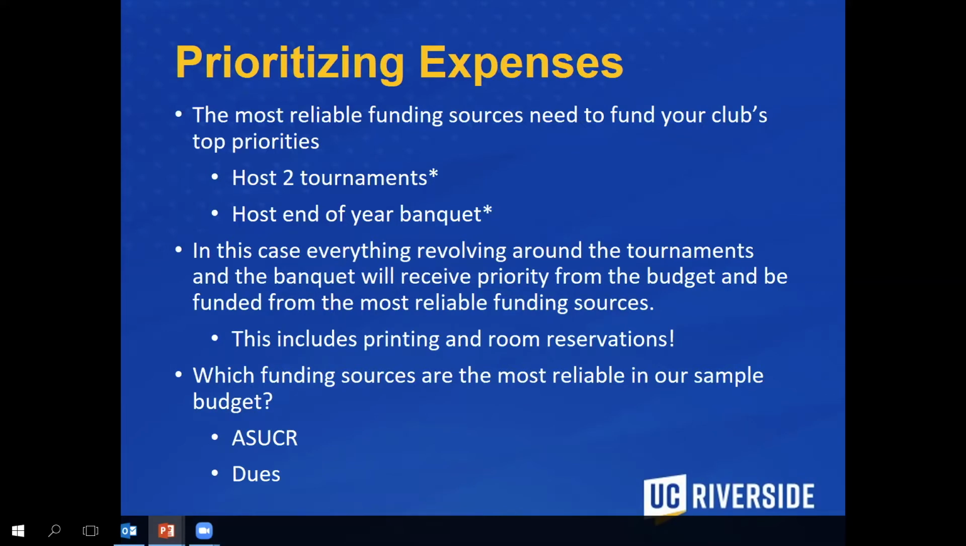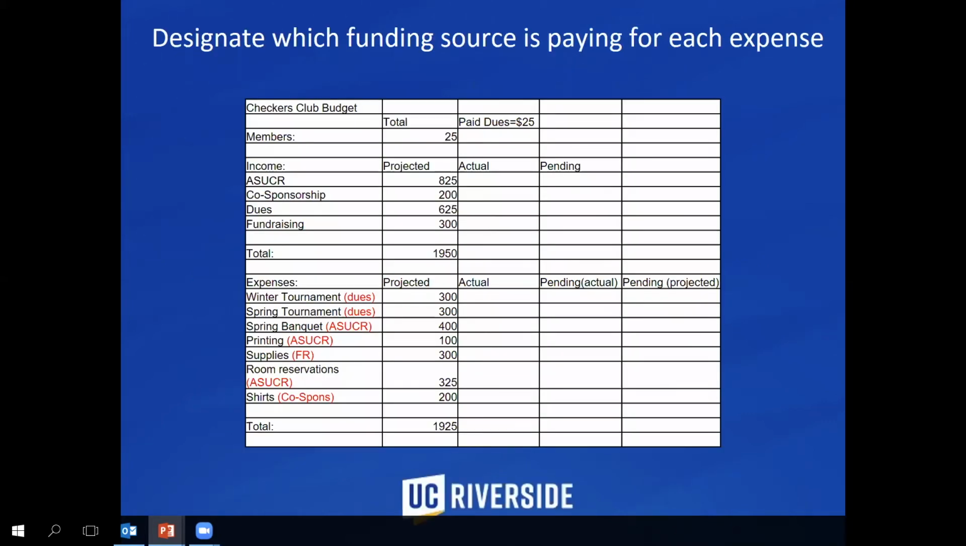Printing, because it looks like they're going to probably advertise using some form of printing for their tournament. And room reservations, because you can't host an event without a room. Looks like they're going to hold their events on campus. So which of these sources is the most reliable for what they're doing? ASUCR and their dues in this case. So we'll label those down there, and they're labeled in red. Right? Winter and spring tournaments are coming from their dues. ASUCR is funding their spring banquet, printing, and room reservations.